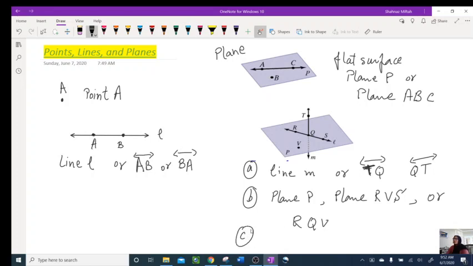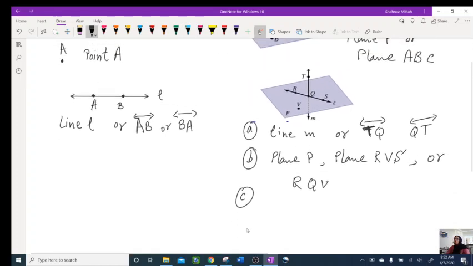Name 3 points that are collinear. What do we mean by collinear? Points that are on the same line are called collinear, like R, Q, S. They have to go in the same order, with Q in the middle, in between. How do you spell collinear? Collinear points.